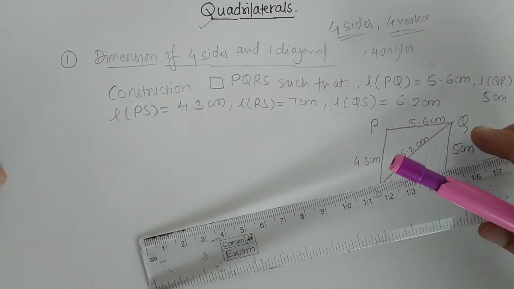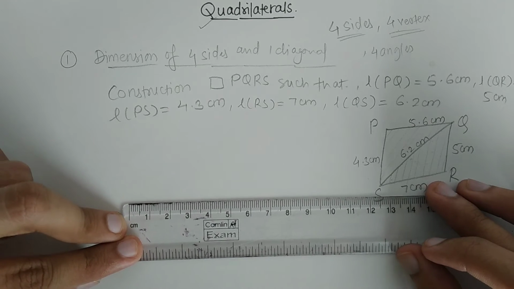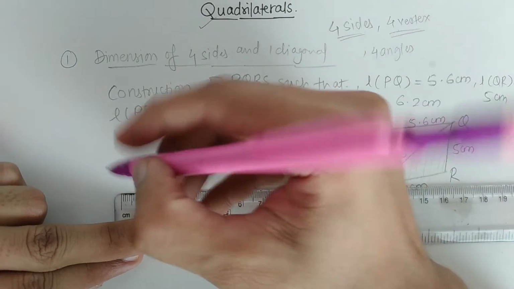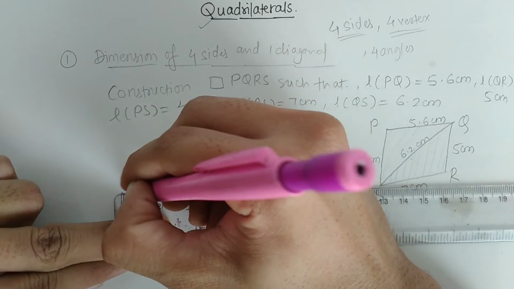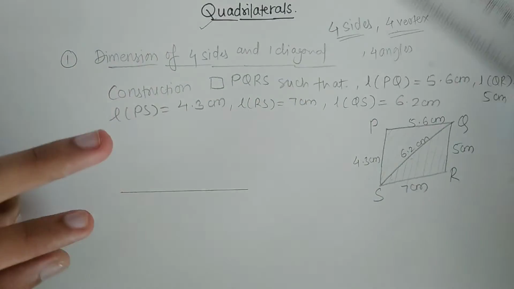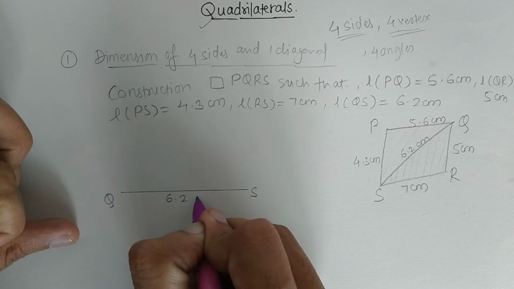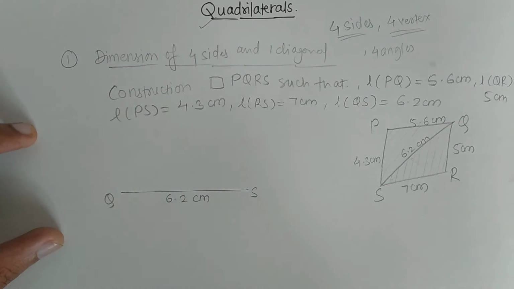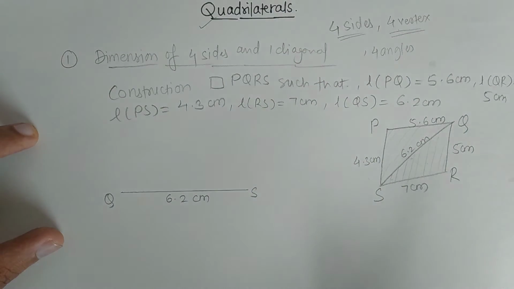The dimension of QS is 6.2 centimeter. So I will take the length of 6.2 centimeter. Here is my 6.2 centimeter, so I have taken this 6.2 centimeter. This is my diagonal QS, 6.2 centimeter. Now I will take P above the diagonal and R below the diagonal. So how can we draw this?